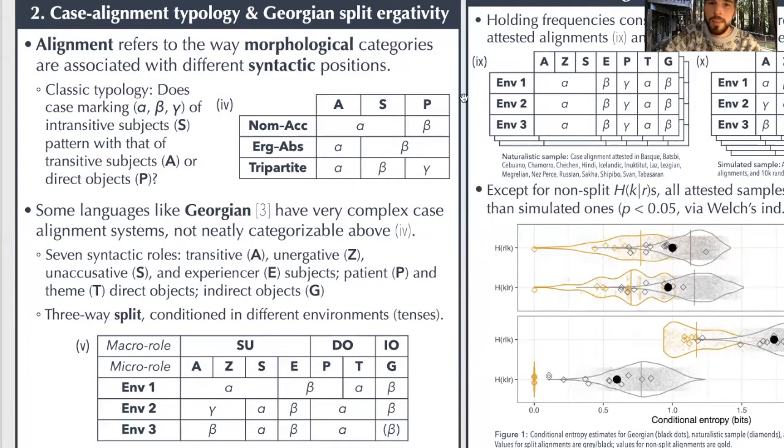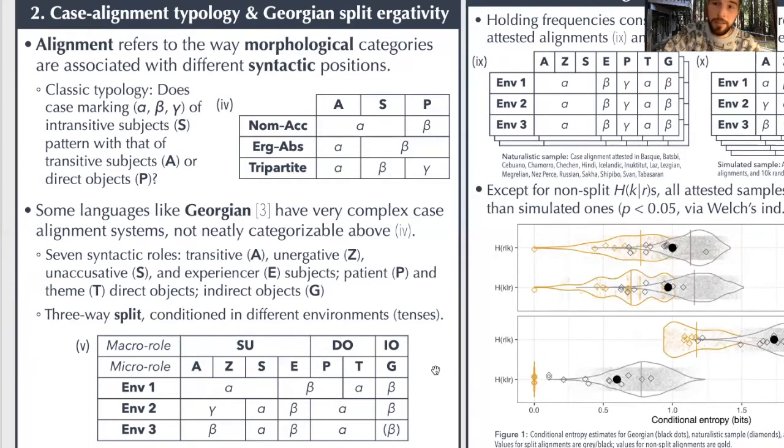But this table here is really just an idealization. Most languages are more complicated than this, and there are some languages like Georgian that have really spectacularly complicated case alignment systems. What makes Georgian so complicated is that we need 7 distinct syntactic roles to describe what's going on: 4 types of subjects symbolized A, Z, S, and E, 2 types of direct objects, P's and T's, and then also indirect objects.